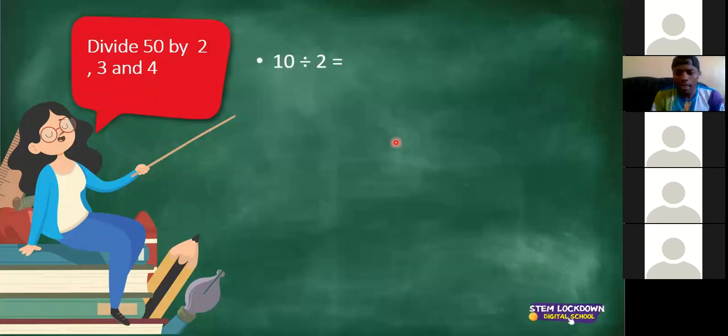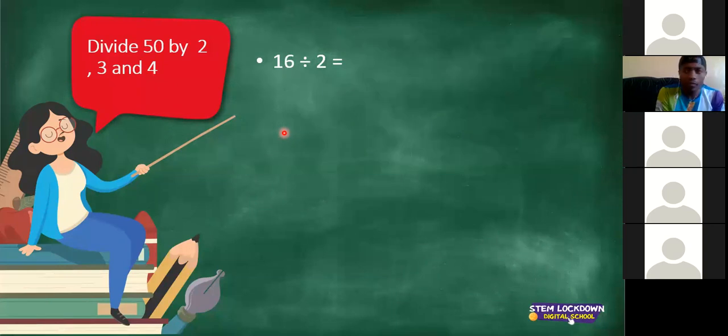10 divided by, didn't we just do 10 divided by 2 in the previous example? No, we did not. But 10 divided by 2 is a bit too easy. 16 divided by 2. Do this one. Divide 16 by 2.